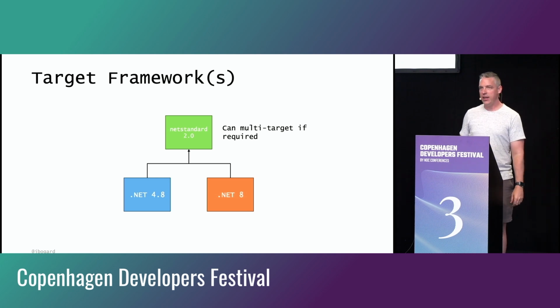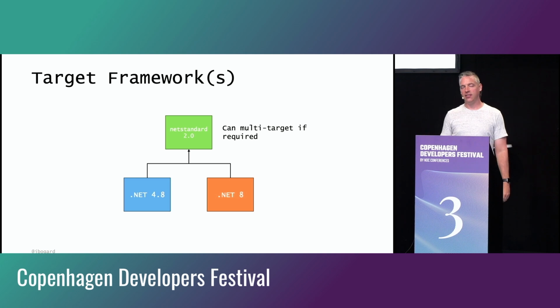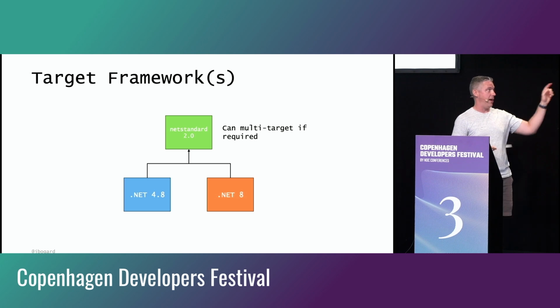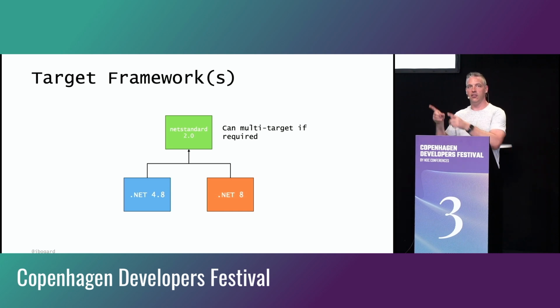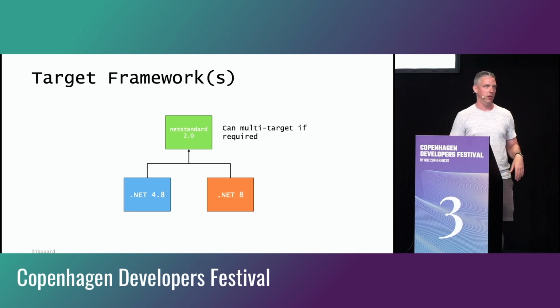But we hit cases where there was code or dependencies that did not support both of those frameworks. And so you can actually make that project target multiple target frameworks. And we did this as well. So we'd say, if you're on .NET 4.8, use this version of the NuGet packages. If you're on .NET 8, use this version of the packages, because that was the only way we could get a single code base to handle multiple things.